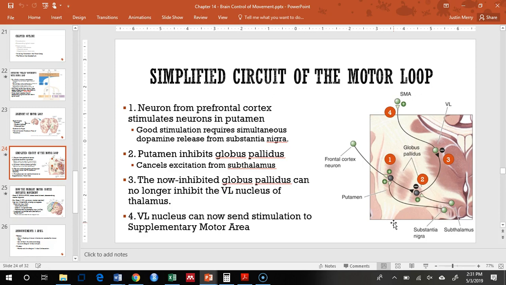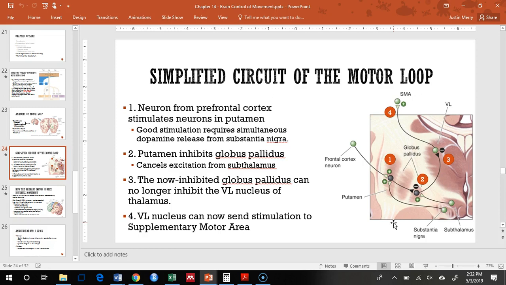I think the only other thing we talked about that's related to this is the reason globus pallidus neurons need to be shut down is that otherwise they're receiving constant stimulation from the subthalamus, which is this little structure over here. So the subthalamus is constantly stimulating the globus pallidus. So without any signals coming from the putamen, you basically have subthalamus stimulating globus pallidus, which is shutting down the thalamus neurons. And these thalamus neurons, therefore, can't excite the SMA. And that's preventing you from doing any kind of unwanted actions.